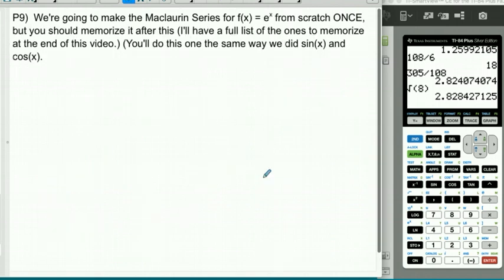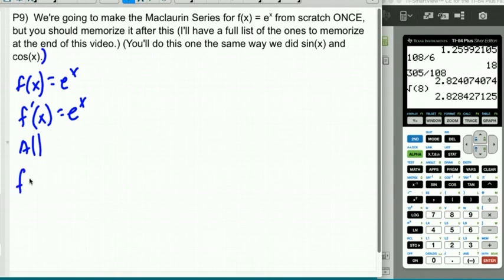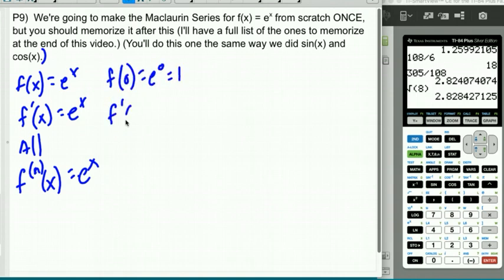All right, so last one, I want you to try and make the Maclaurin series for e to the x from scratch just the one time, and then you'll never have to do it again. So we do this the same way we did sine and cosine. f of x is e to the x, and every single derivative is also e to the x. Which means that f of 0, which is e to the 0 or 1, is going to be true for literally every derivative. They're all going to be 1. So f^(n) of 0 for all of them is going to be a 1.